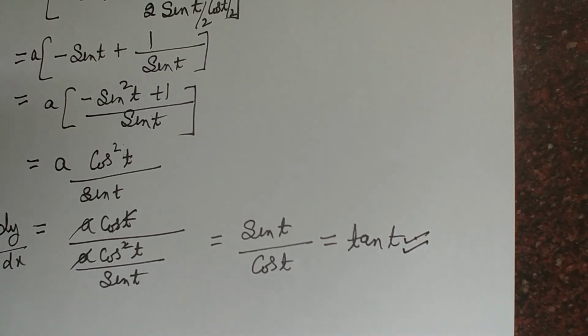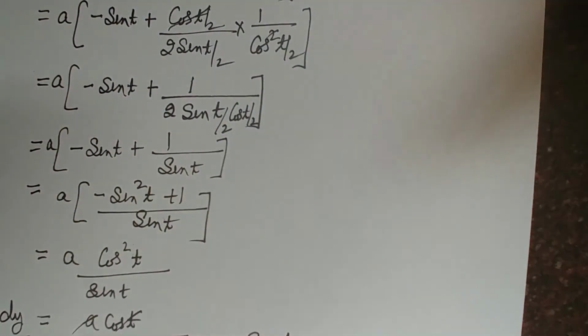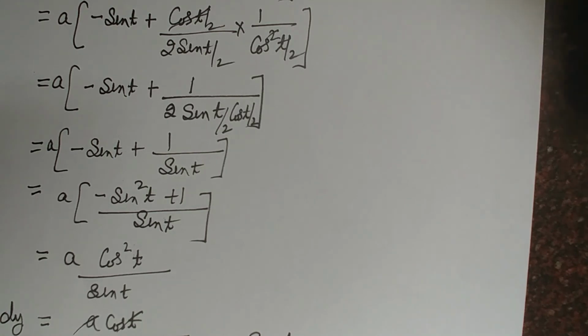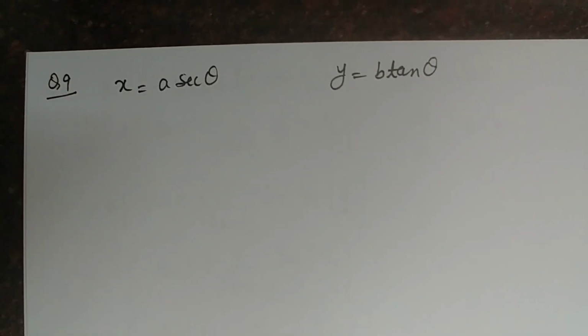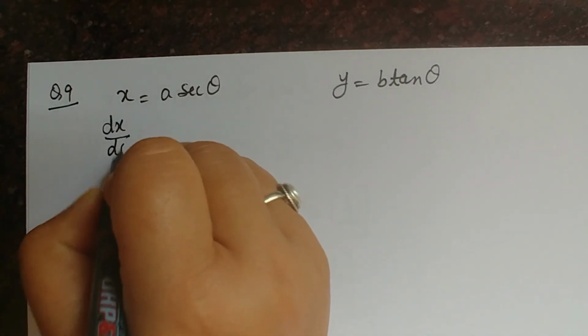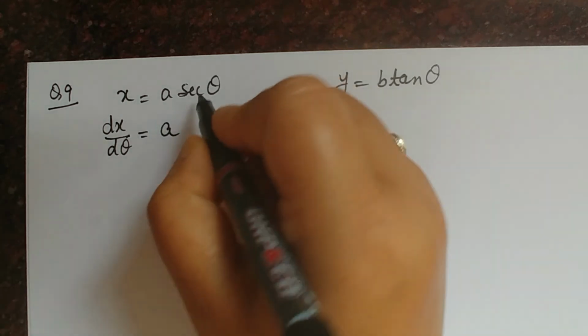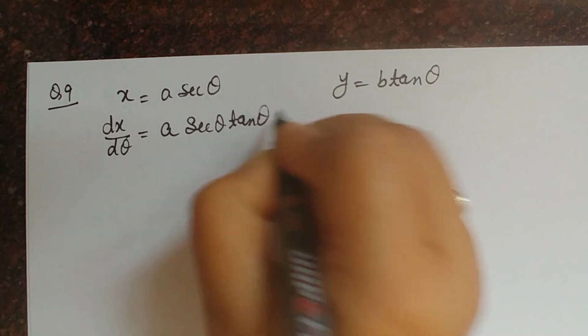Okay. So now let us see question number 9. Question number 9 is x is equal to a secant theta, y is equal to b tan theta. So dx upon d theta is a times, what is the derivative of secant theta? It is secant theta tan theta.